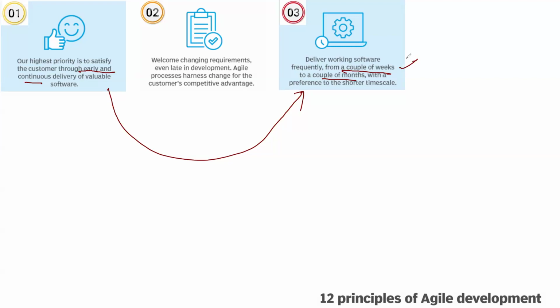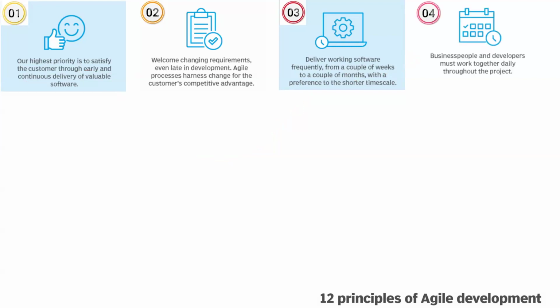That is better. So the first principle says deliver frequently. The third principle says how frequent? Couple of weeks to couple of months, couple of weeks is preferable, or shorter time scale is preferable.